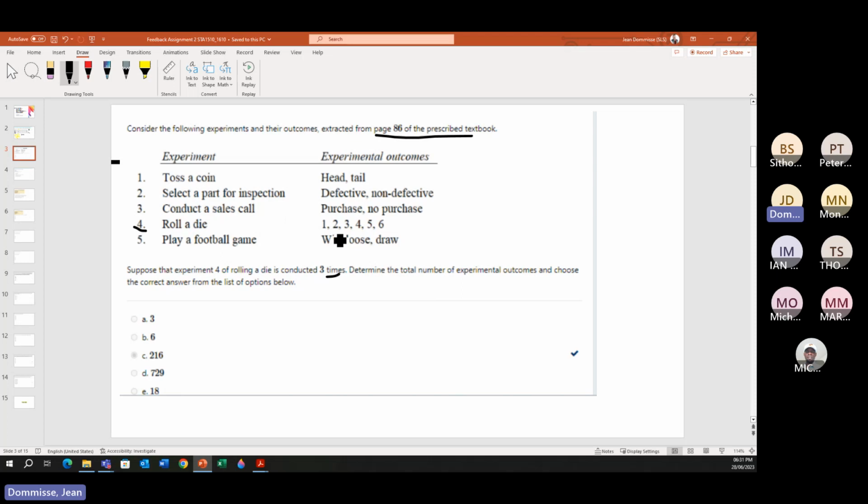Okay, so this is interesting. Suppose experiment 4 of rolling a dice is conducted 3 times. Okay, so you roll a dice. You can now do this with, let's see if you can do it with 2 or 3 different options. Okay, so let me first get your thoughts on this. How would you have done it?